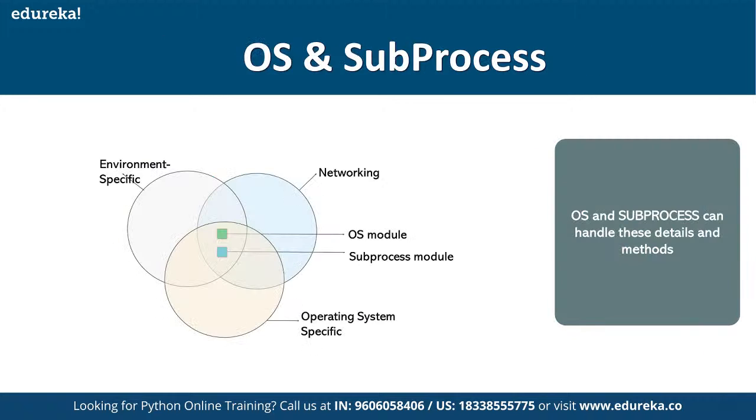You have OS and subprocess libraries also. The OS library is particularly for the operating system, and the subprocess library is for when you want to fork a process inside your program, that means from your program you want to execute a Windows command or Unix command. That's where subprocess comes in. Not just that, networking and anything environment specific you can get too. For networking, you have a different library.